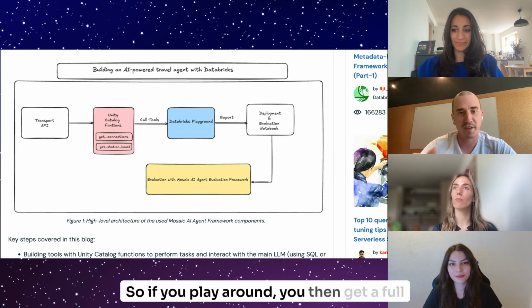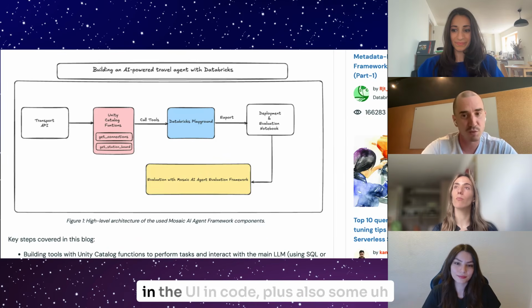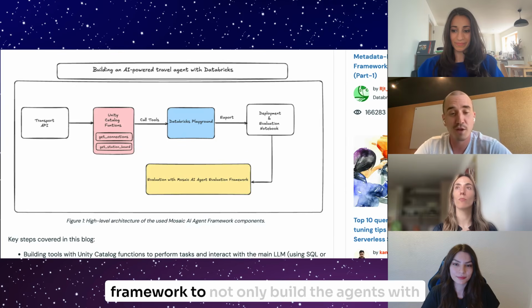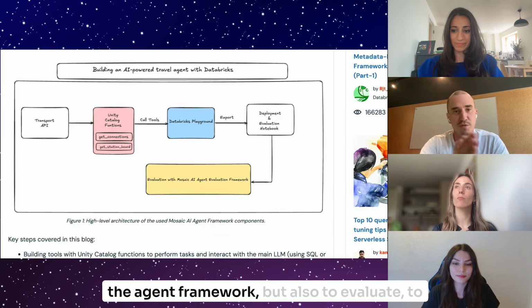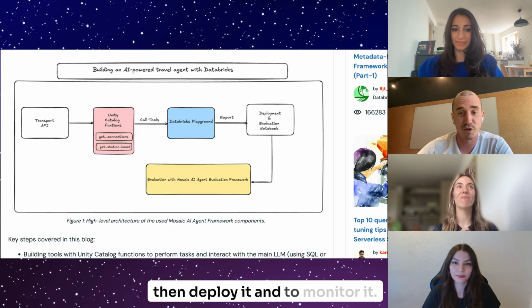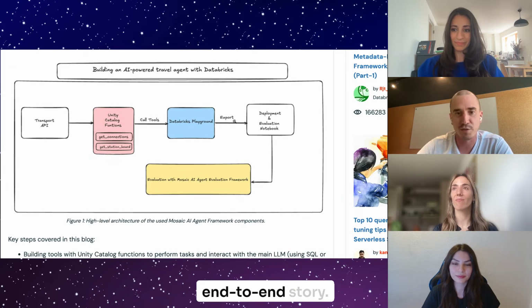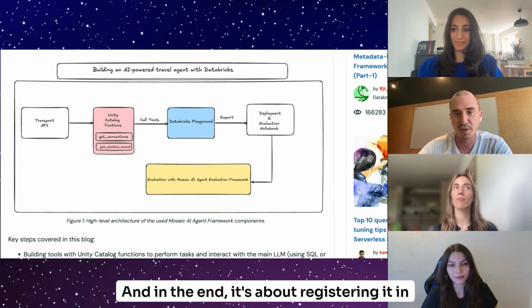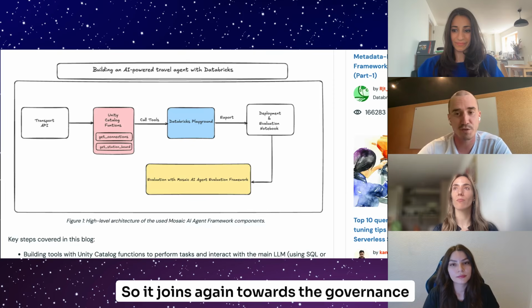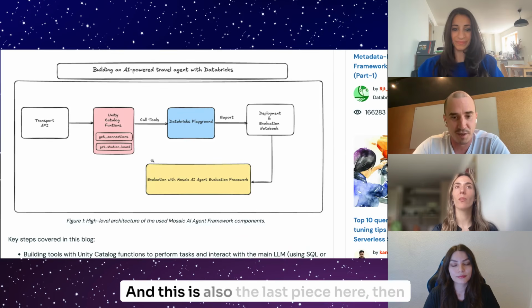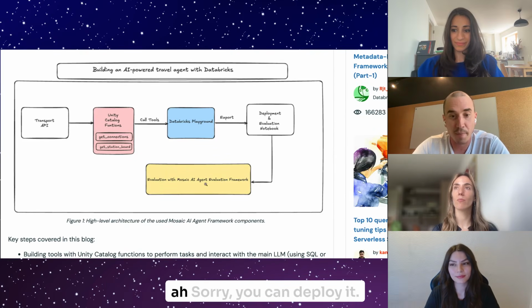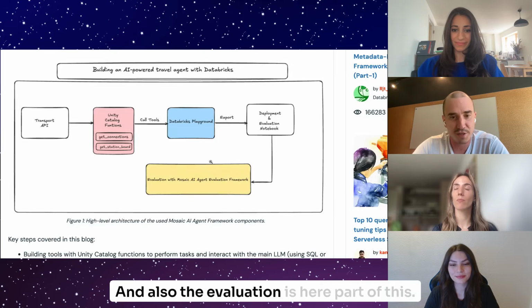So if you play around, you then get a full definition of the agent that you just built in the UI in code, plus also some evaluation examples already, because Databricks has this agent evaluation framework to not only build the agents with the agent framework, but also to evaluate, to then deploy it and to monitor it. And that notebook contains really this end-to-end story. So it defines your agent. In the middle, it's about evaluation. And in the end, it's about registering it in Unity Catalog. So it joins again towards the governance story, and then you can deploy it. And this is also the last piece here, then deploying it, and the evaluation is also part of this.